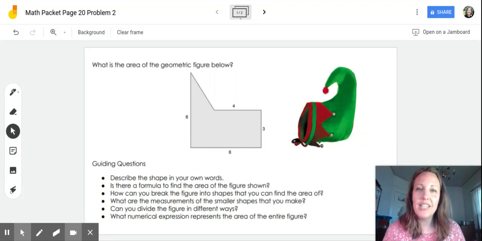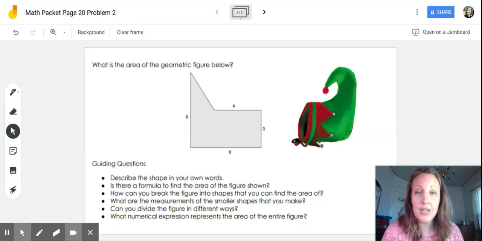Hey, it's Mrs. Golding. We are in your math packet, page 20, and this is problem number 2. The figure that we have, this geometric figure, has several questions asked of us. The first question says, describe the shape in your own words.